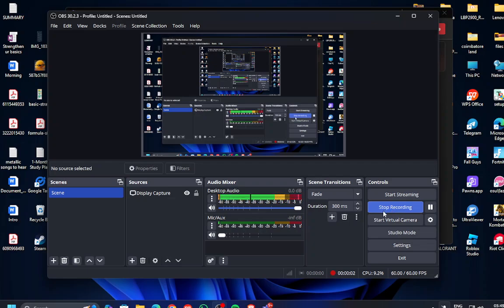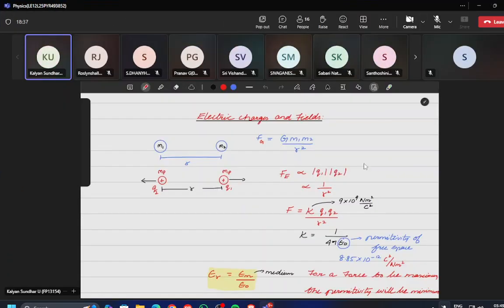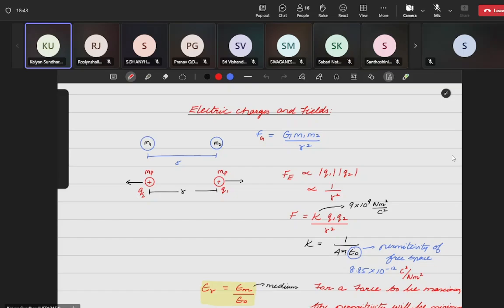Right, sir. So we'll have a quick recap on what we have seen in the electric charges and field. Starting from the force between the two charges, what we call the electrostatic force.